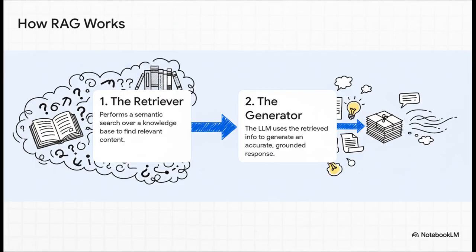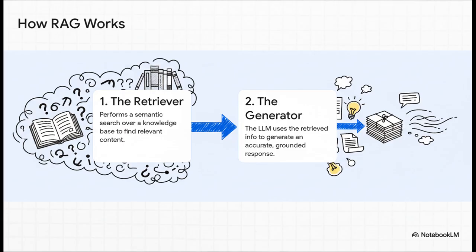So it's basically a two-step dance. A question comes in. First, a component called the retriever goes to work. It does what's called a semantic search, which is super cool. It's searching for the meaning behind your words, not just keywords, and it finds the most relevant documents in that knowledge base.